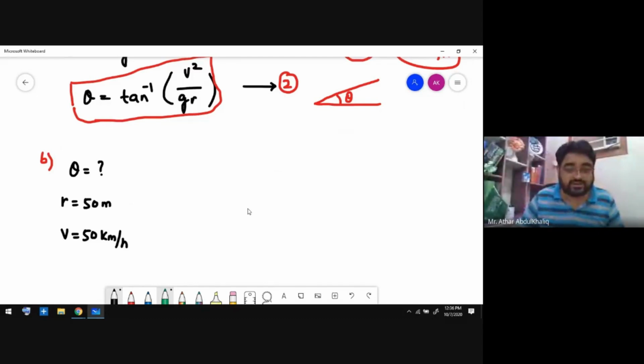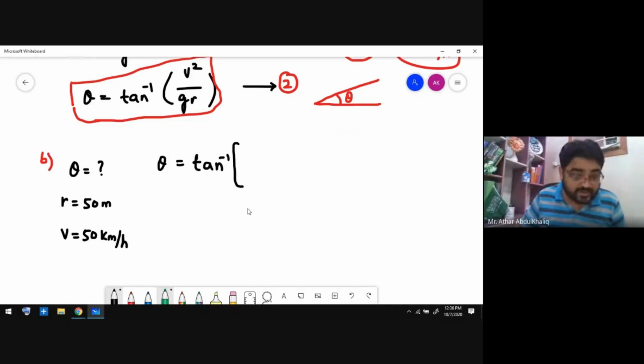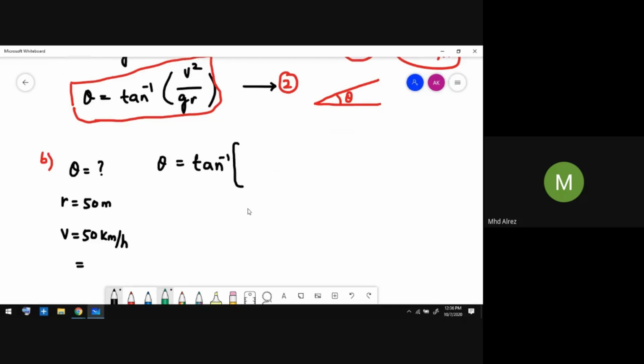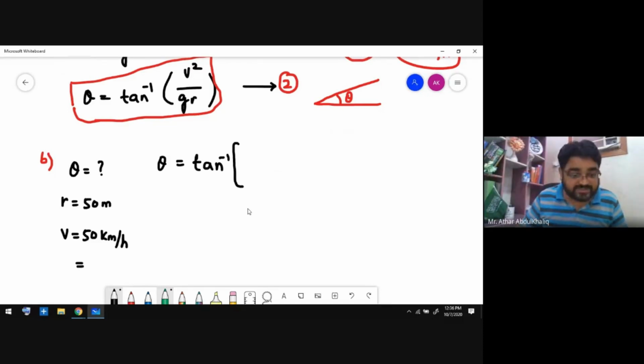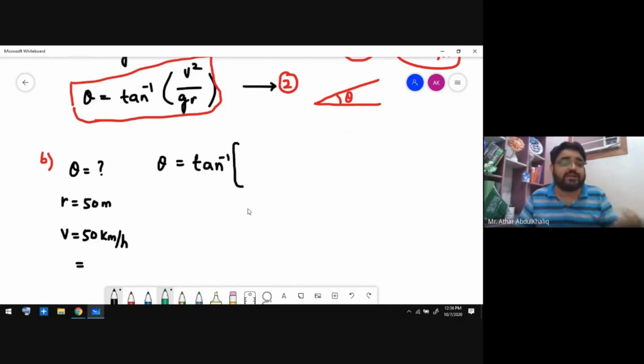When we use this formula number 2, theta is equal to tan inverse. Can you open your calculators? V is 50 squared. No, this is kilometer per hour. First of all, convert into meter per second. When you convert into meter per second, you divide by 3.6, as 1000 divided by 3600. So 50 divided by 3.6 will give you meter per second.